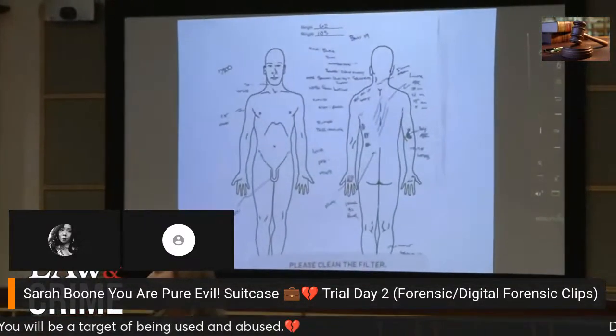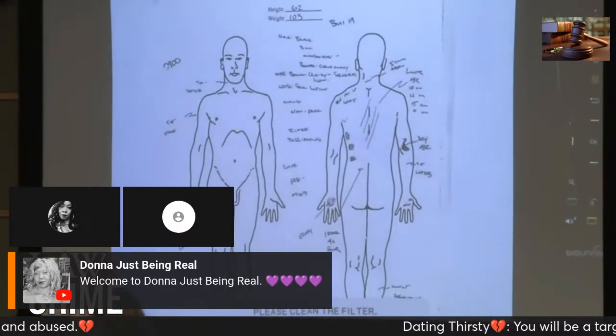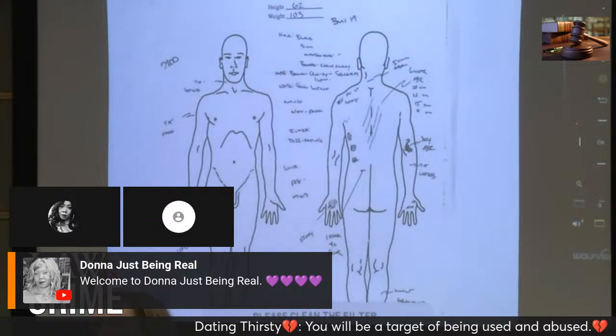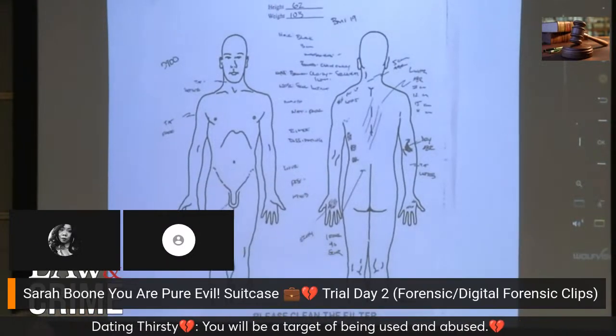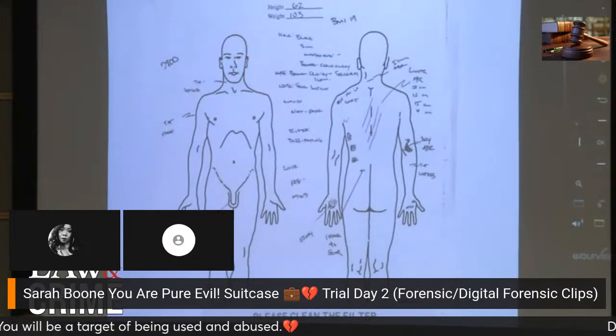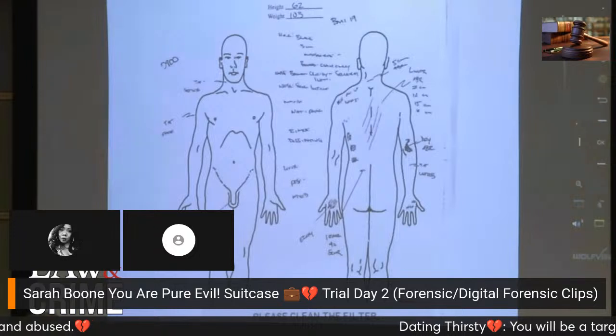So, ma'am, on this body chart, can you describe for us and point out what was the first blunt impact injury that you identified? So there were some blunt impact injuries to his head. I don't think it's on this one, but there were some blunt impact injuries to his head right up here around the eye and on the mouth area.